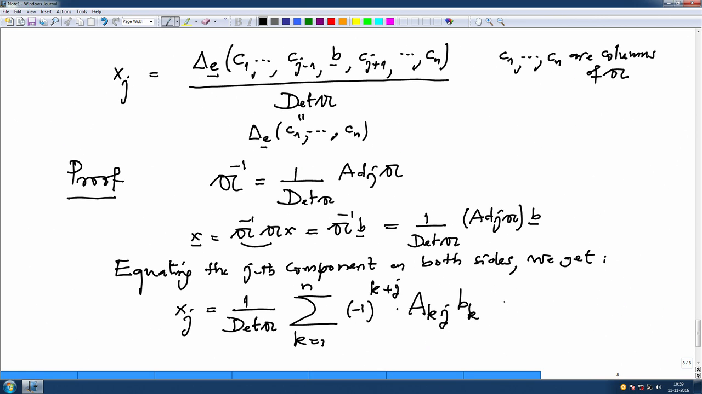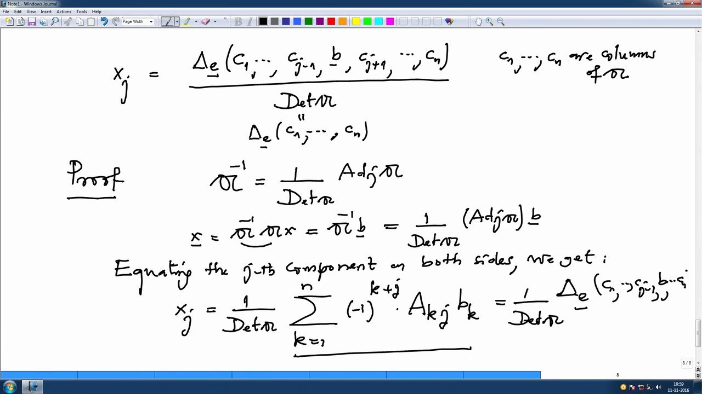This side is precisely 1 over determinant, it is the same thing, but this one is precisely 1 over determinant as it is, delta E evaluated at C1 to Cj minus 1, B, and Cn. That is because you see what was capital Akj, that is Ei here, but this B vector is a column vector. So, when you write it in terms of the standard basis, there will be Bk, and then when you expand it, it is this. So, that proves this thing.